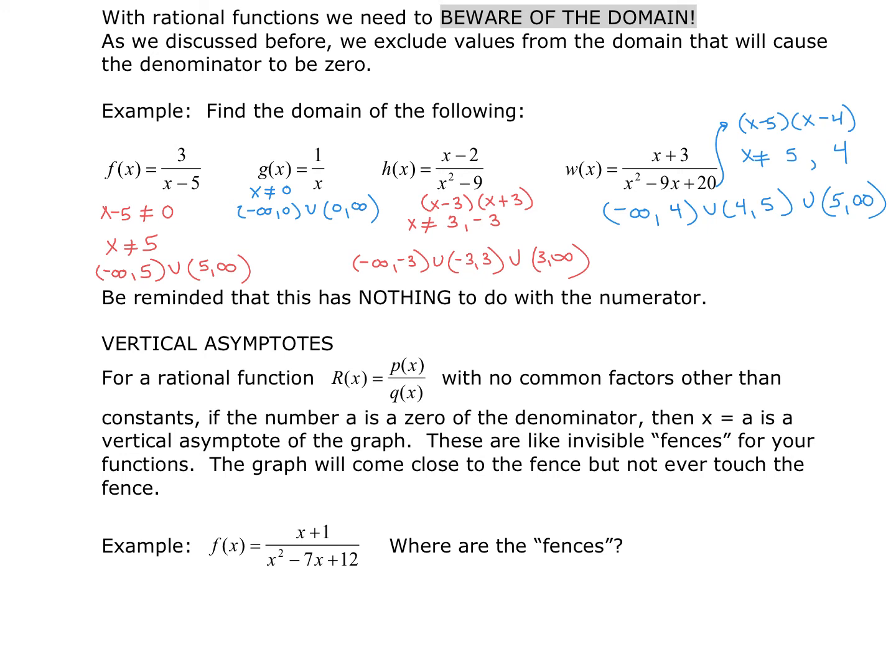So remember, for each of these, it has nothing at all to do with the numerator. We're not concerned about that at all. We're only concerned about values that are going to make the denominator 0.